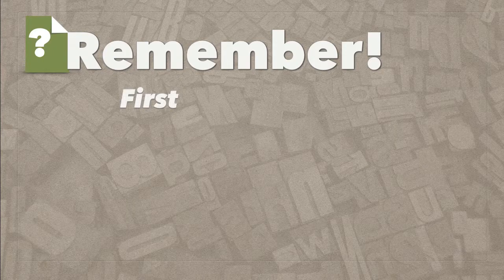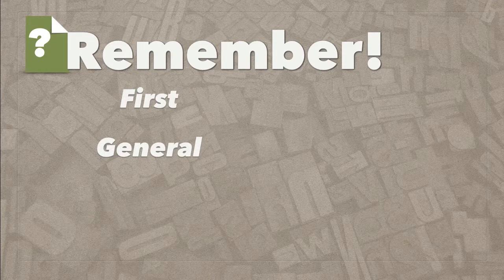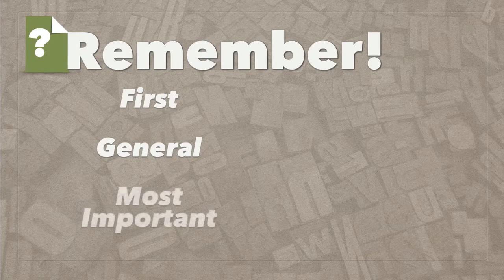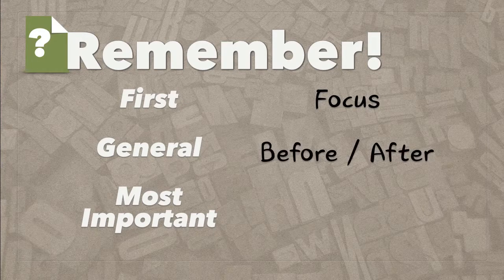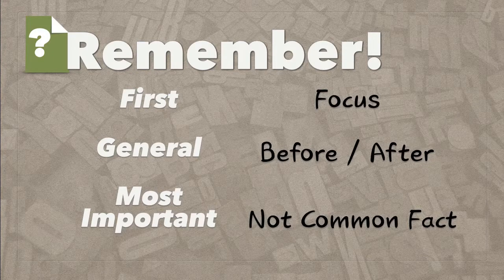Okay, so remember these things. A topic sentence is usually first. It's a general statement, but not too general. And it's the most important sentence in a paragraph. Also, with your subject and controlling idea, it must be focused. We have a good idea what the writer will talk about regarding the subject. Before and after, which means the subject and controlling idea can be switched. And finally, not a common fact. Remember, facts or common facts are not good for topic sentences. However, opinions or statements of belief are good for topic sentences.